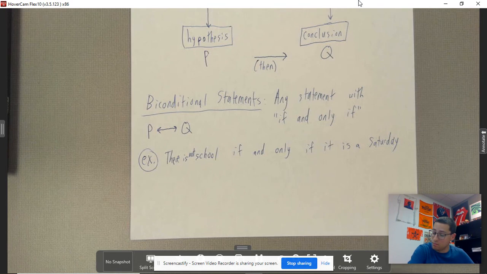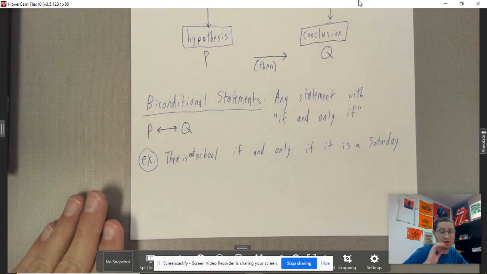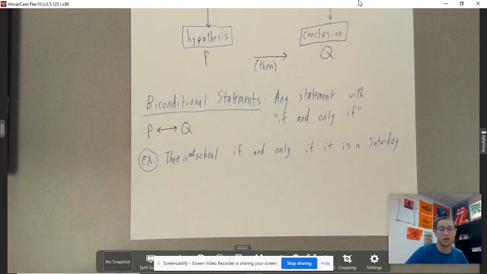But really with the biconditionals, it's just another type of statement. We don't change biconditionals. We don't really have inverse, converse, contrapositive for them. It's just a different type of statement that means one implies the other, and then the other implies the first one. That is essentially what a biconditional is. And that is it for this topic.